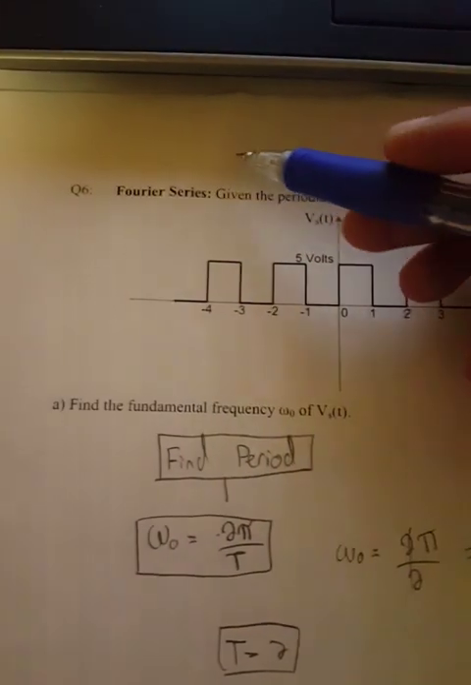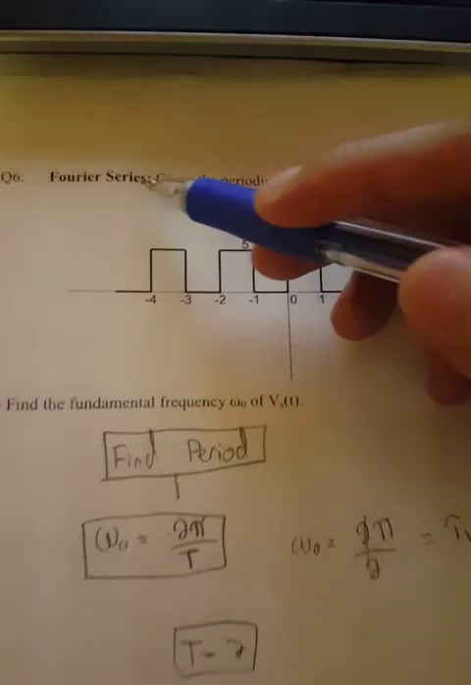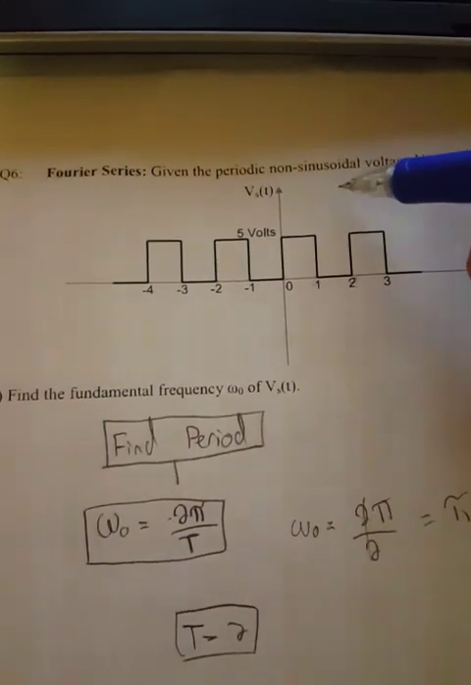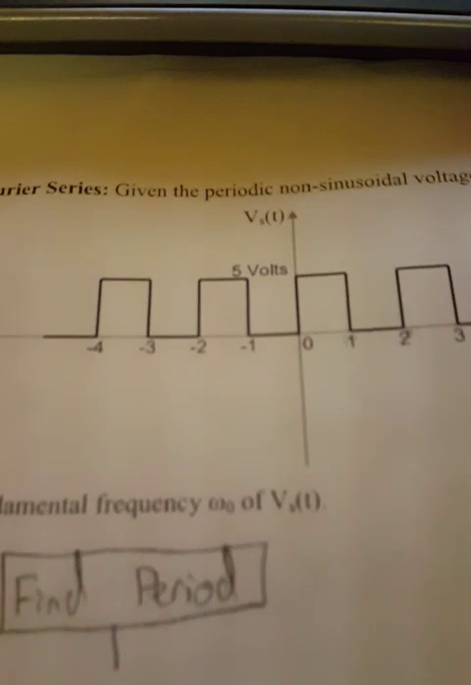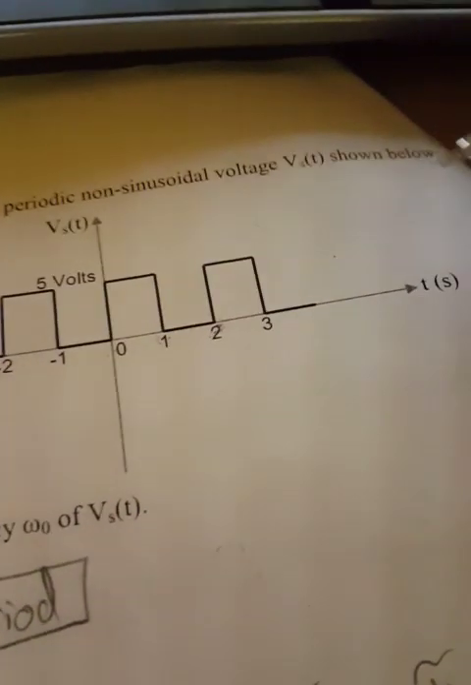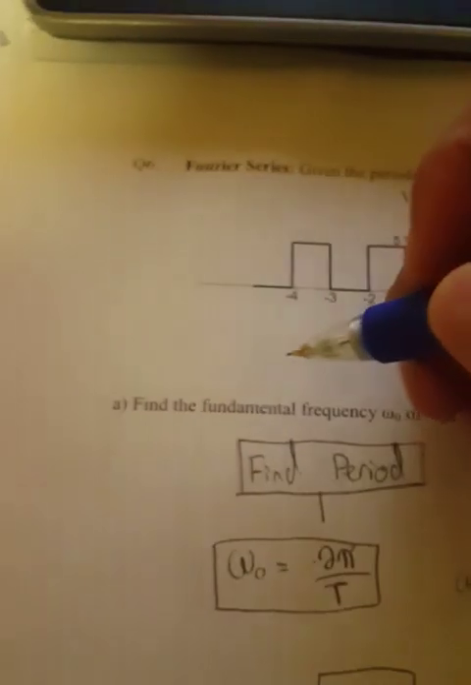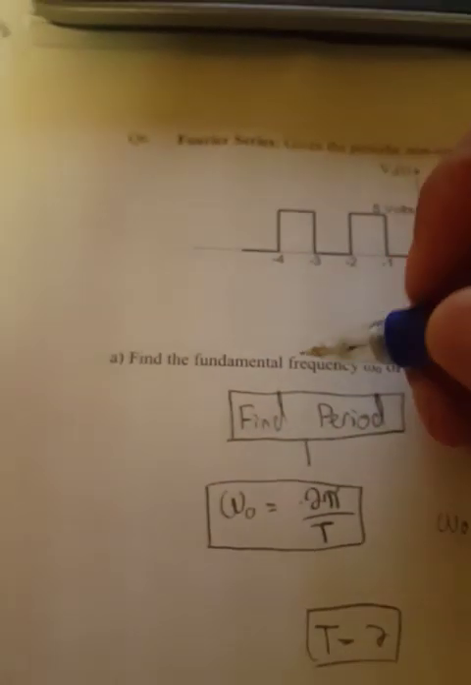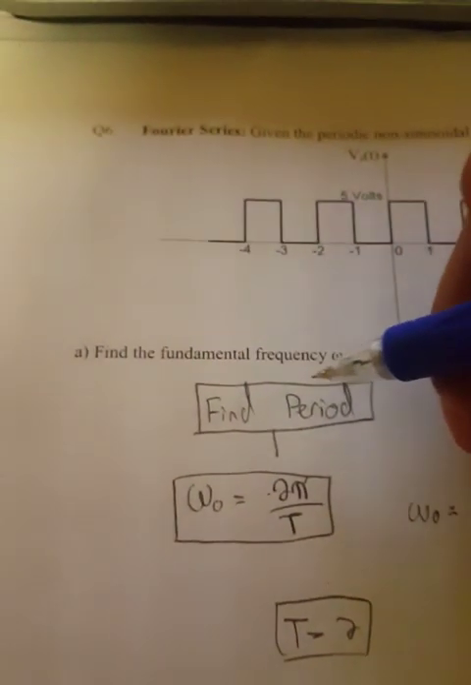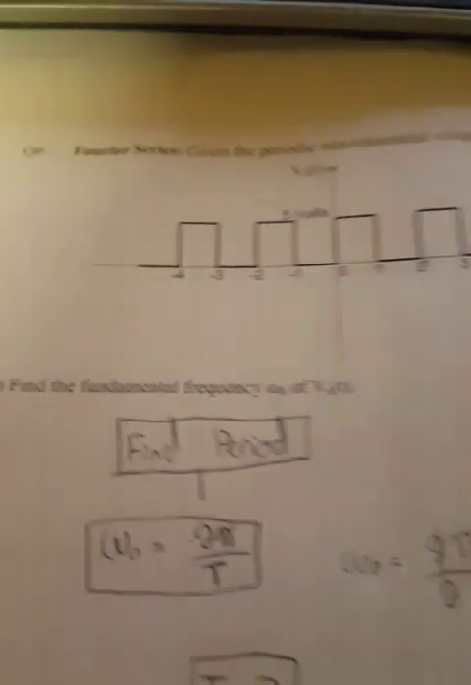Okay, we're going to be solving question 6, the Fourier series, given the periodic non-sinusoidal voltage shown below, find the fundamental frequency of Vs. So first things first, we're going to be solving the frequency of Vs. So how do we do that?